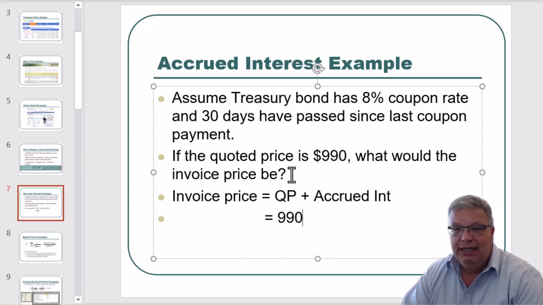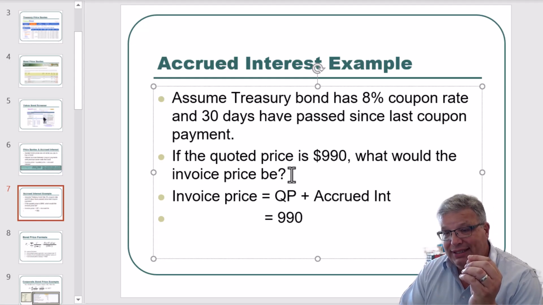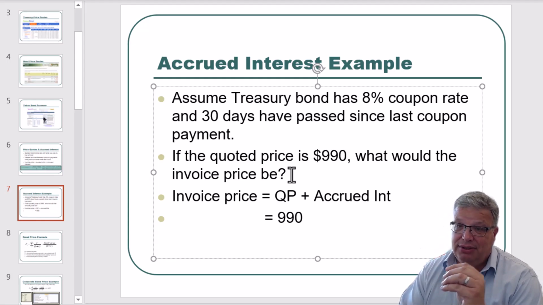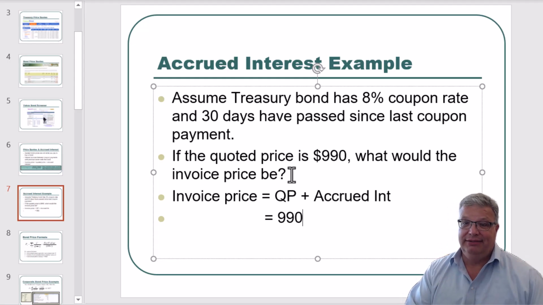$990, right? And I also could have told you that the quote price, instead of in dollars, I could have told you just 99. And then you would have to be able to translate that to dollars. So 99 is 99% of $1,000. 99% of 1,000 is $990.